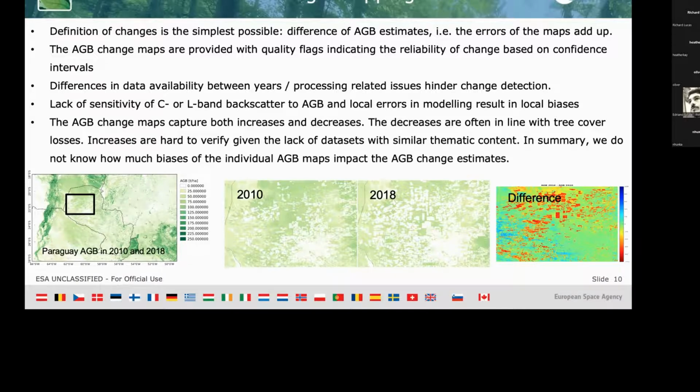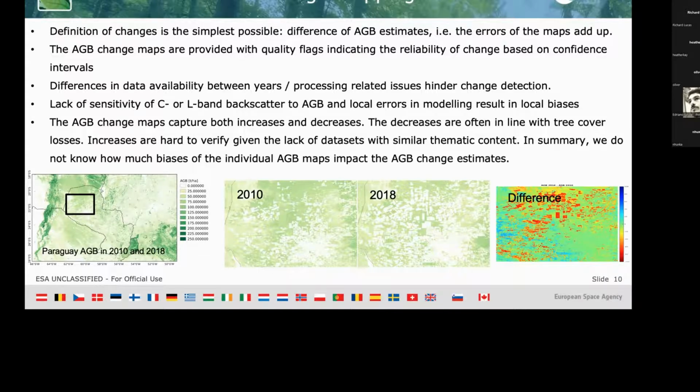So changes associated with clear cutting are usually well captured. You see that here in the example in the Chaco in Paraguay. But beyond clear cutting, the changes we see, we cannot really verify. There's very limited information so far to validate the differences. And we are also aware that in many areas, we do see differences between 2010 and 17, 18 that seem rather unrealistic. We do provide additional maps that serve as sort of a quality flag. So they indicate the reliability of these changes.